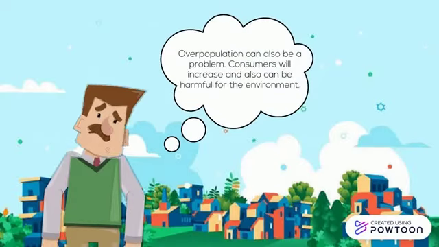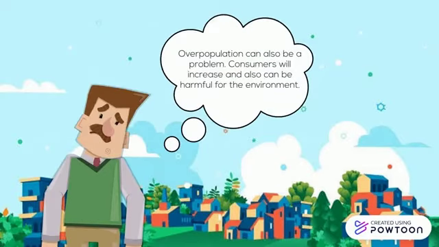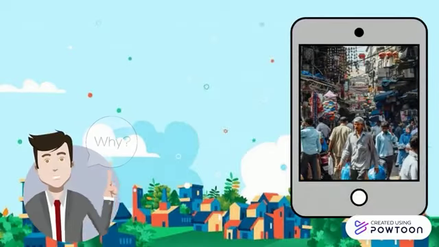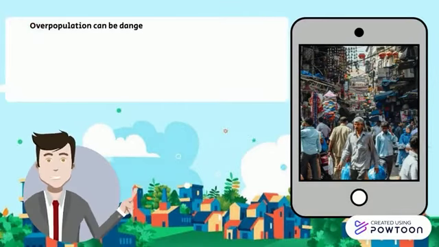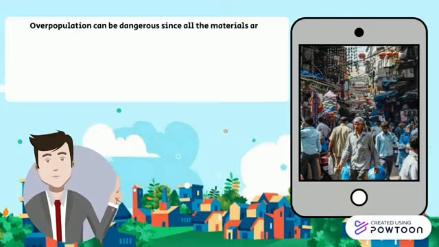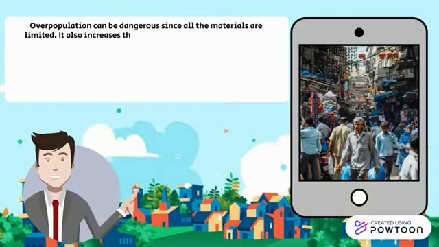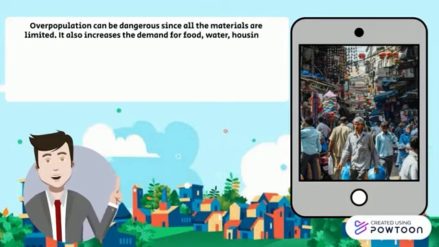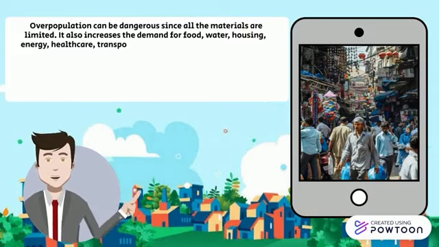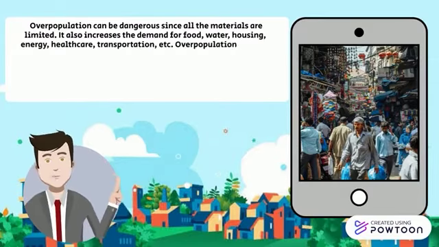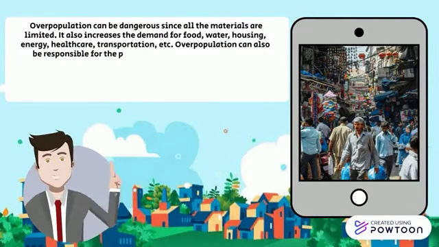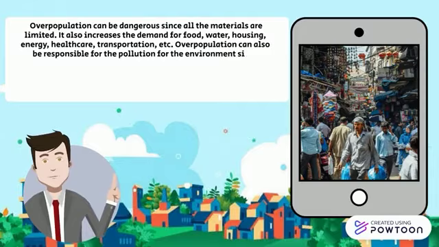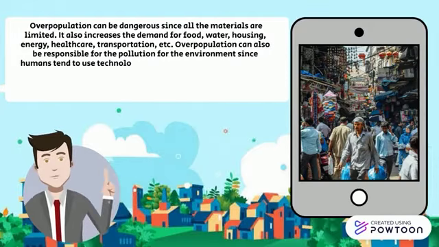Overpopulation can also be a problem. Numbers will increase and can also be harmful for the environment. Why? Having overpopulation can be dangerous since all the materials are limited. It also increases the demand for food, water, housing, energy, healthcare, transportation, and etc. Overpopulation can also be responsible for pollution of the environment since humans tend to use technologies very often.